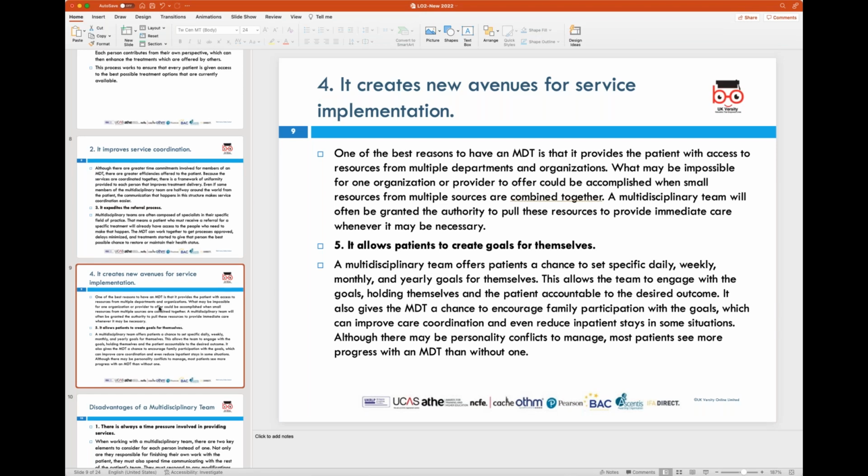Then we also look at the avenues for service implementation, which is basically saying that because of the MDT approach, patients are able to access multiple resources and people within different departments and organizations, and this allows the resources to be effectively put together to provide care for the patients. And at the same time, this approach allows patients to access those resources to receive immediate care.